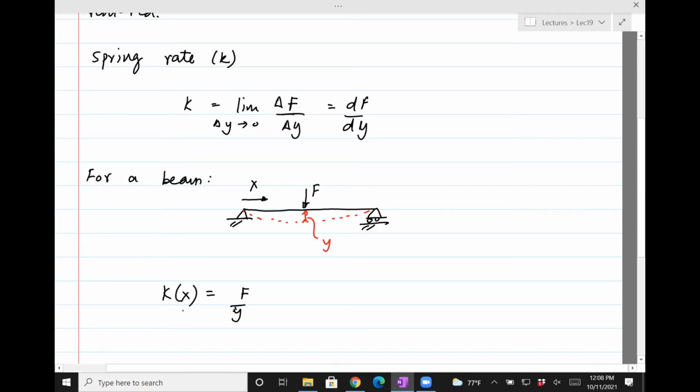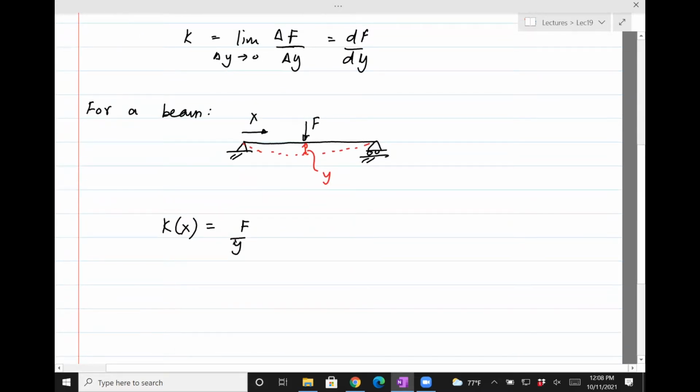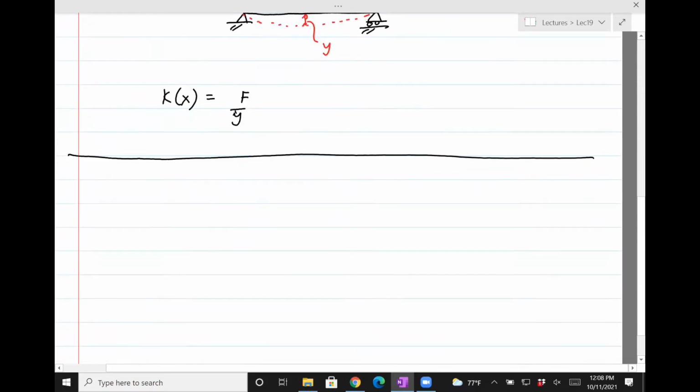Now there is a corresponding spring rate for rods in tension, compression, as well as shafts in torsion. And this is something we've seen before. You may not have thought about it in this way. So I'll just write down these formulas and then we'll move on to deflection of beams. So for tension, compression, and torsion, we have the following formula.